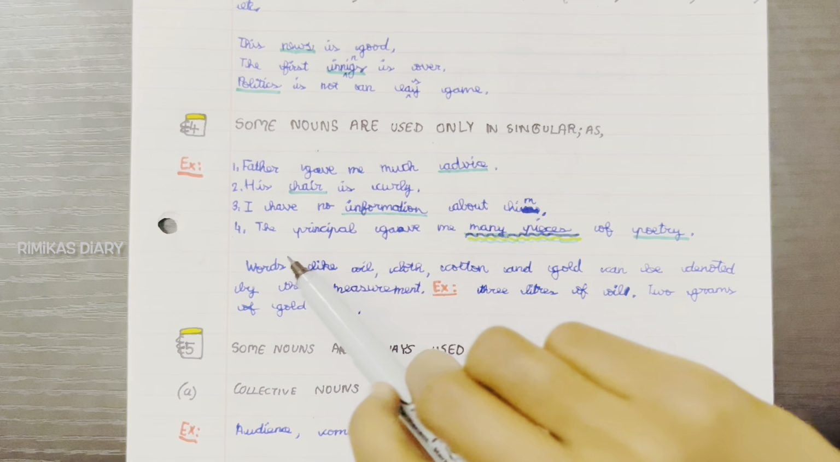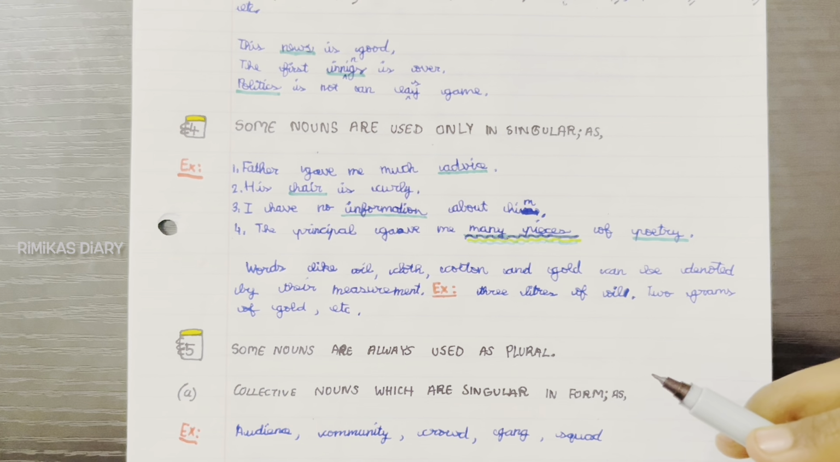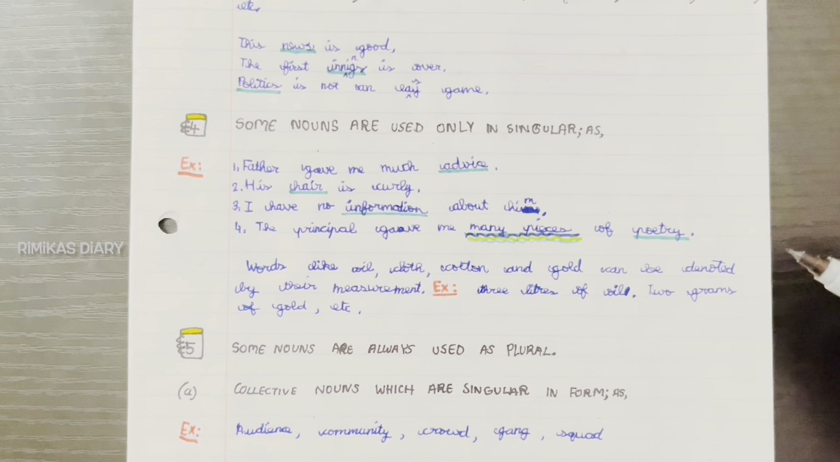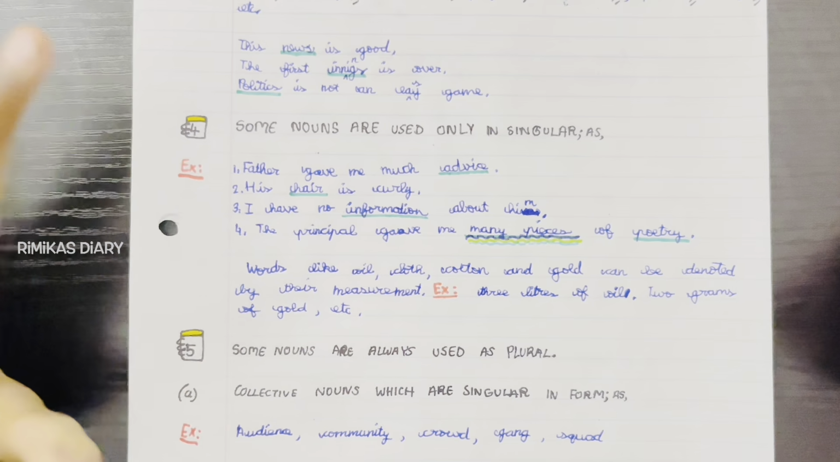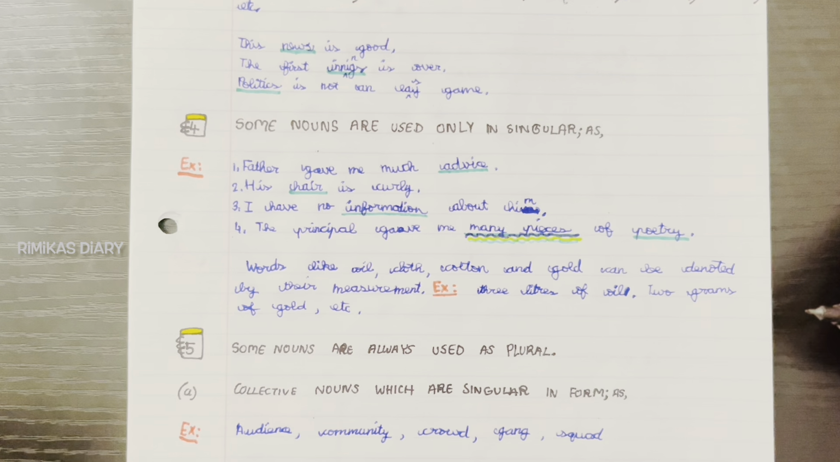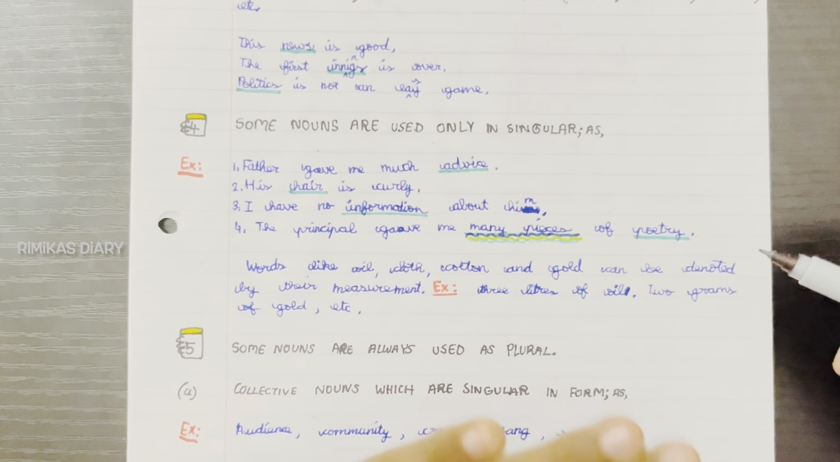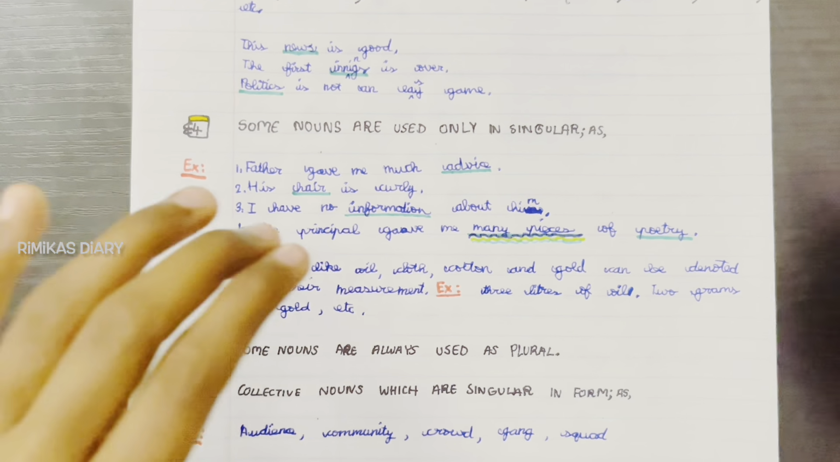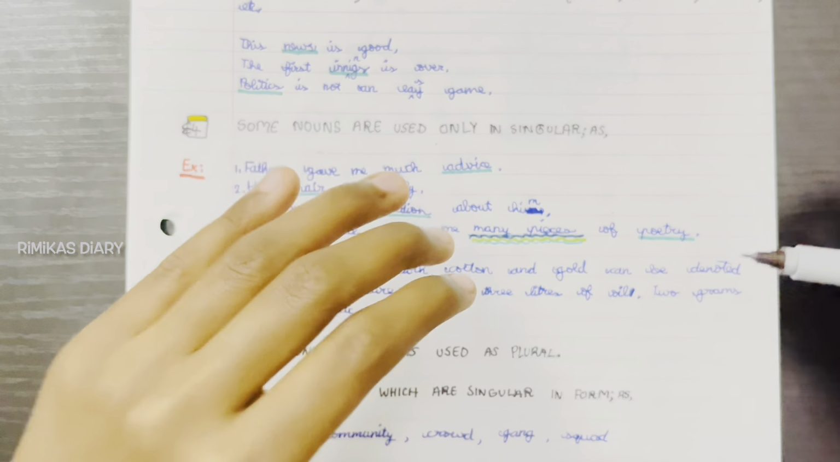Now I'm coming back to this sentence. The principal gave me many pieces of poetry. In this sentence, poetry is an uncountable noun. So I'm using its measurement, many pieces. The principal gave me many pieces of poetry. I'm using a phrase, telling its measurement to use it as a plural form in my sentence.